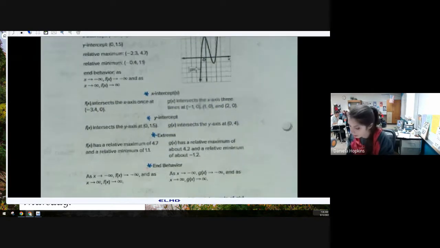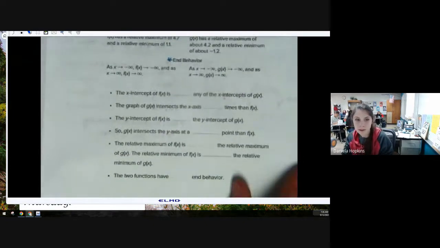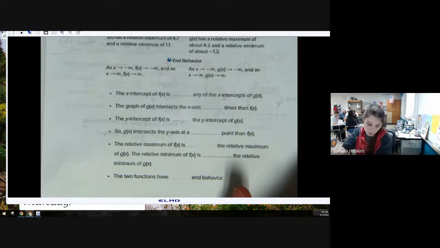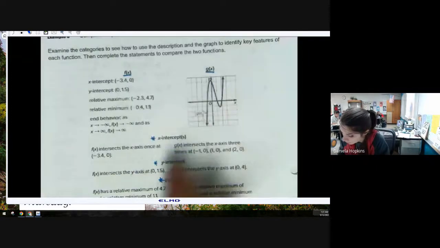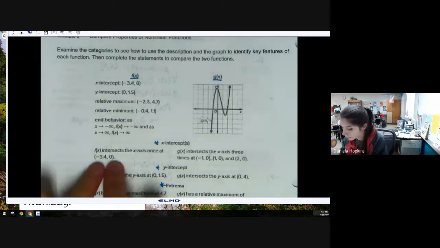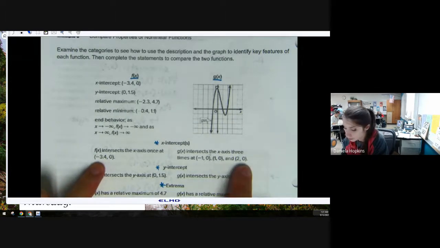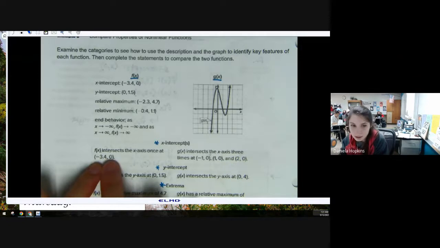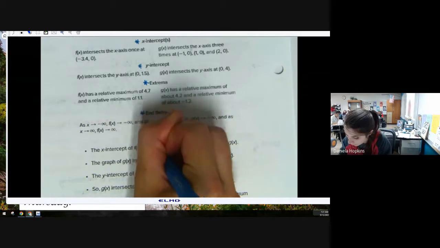So let's compare here. The first bullet point, if you go down to the bottom, says the x-intercept of f of x is blank any of the x-intercepts of g of x. If you look at the x-intercepts of f of x, it's negative 3.4 comma 0. So first of all, there's less x-intercepts than g of x, because g of x has 3 of them. So we're going to put in the first blank: is less than. I'm sorry, we're going to squeeze it in.